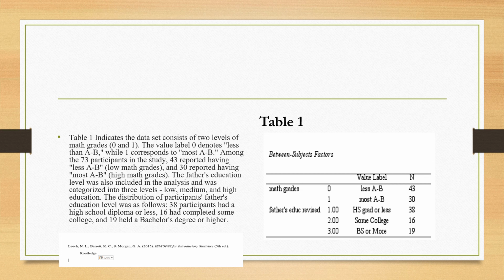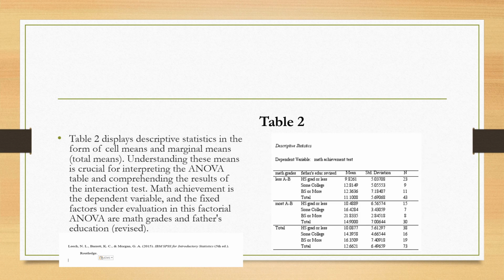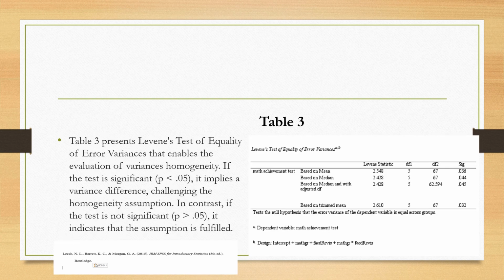Interpretation. It indicates that there were 73 participants in the study, 43 reported having less A's and B's, and 30 reported mostly A's and B's. The father's education level was included, and 38 participants had a high school diploma or less, 16 had completed some college, and 19 held a bachelor's degree. This displays the descriptive statistics here. Math achievement is the dependent variable, and the fixed factors under evaluation are math grades and education.